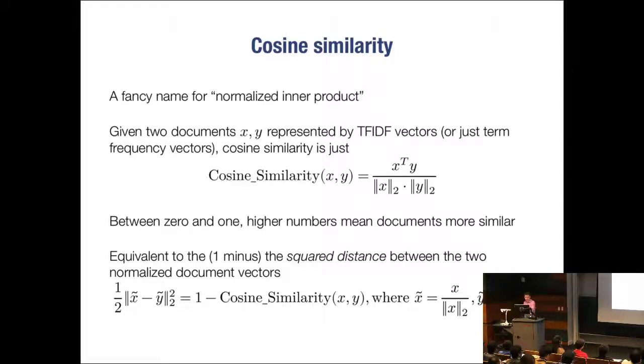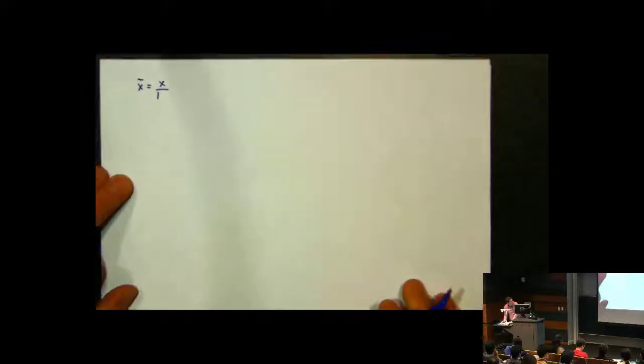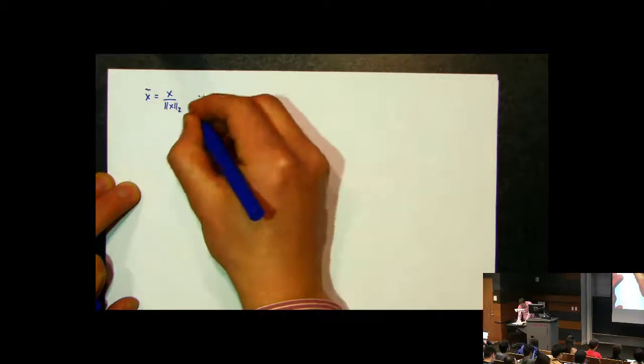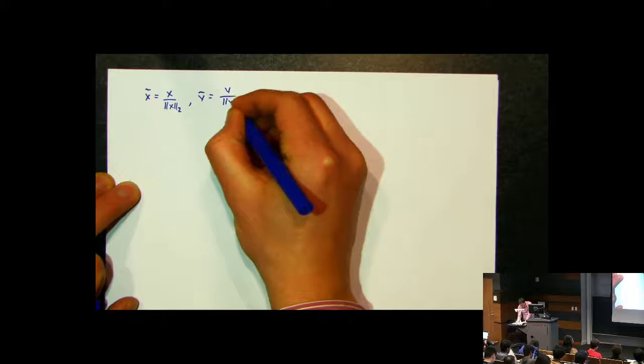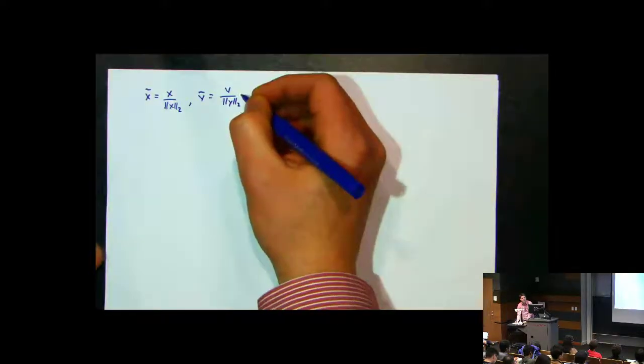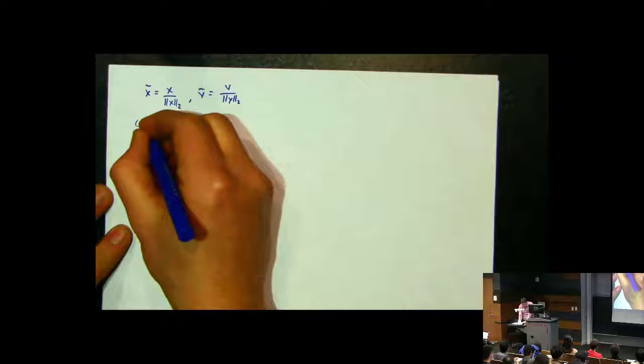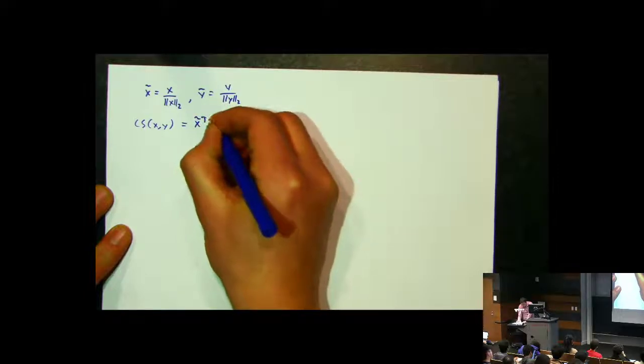And I didn't do this last time, but I just wanted to emphasize that this is essentially the same thing as 1 minus the squared distance between the two vectors. And you can see that really easily. So I'll just do a little bit of very basic linear algebra here. If I have a vector x tilde, which is the normalized version of x, and we have y tilde, which is the normalized version of y, those will both have norm 1.